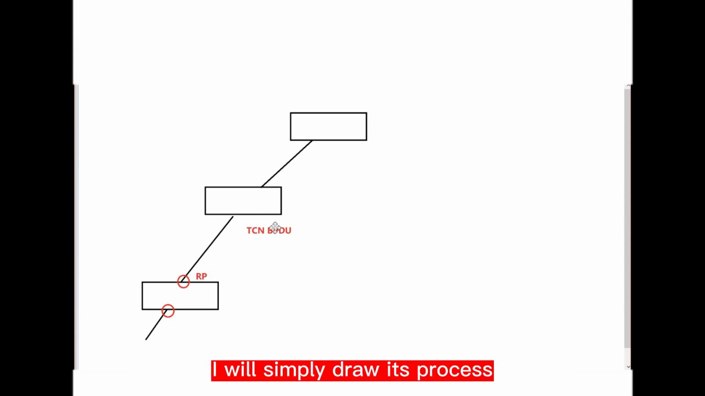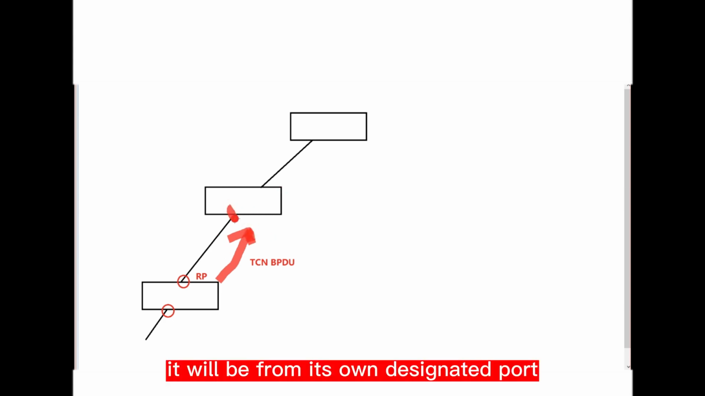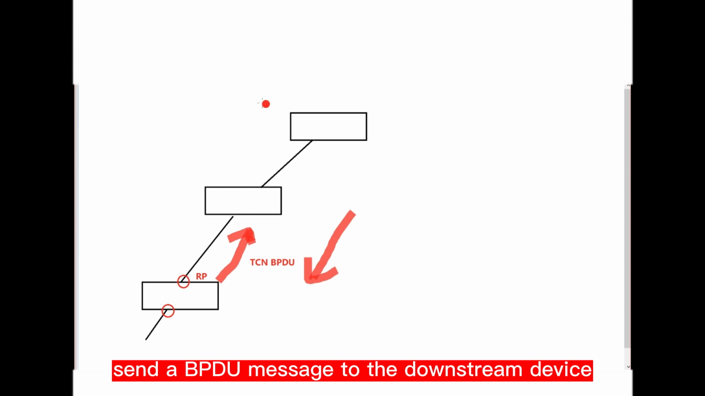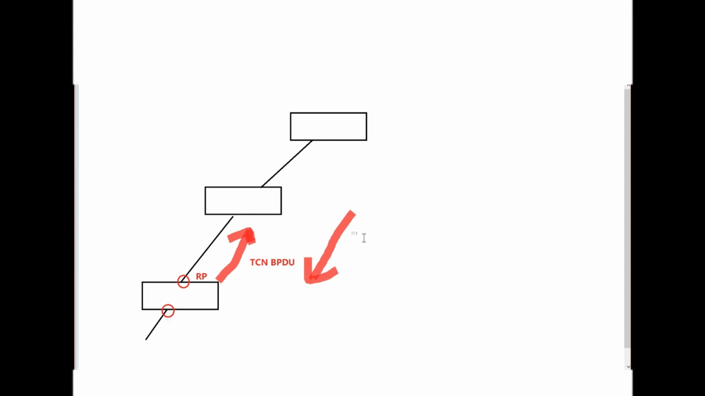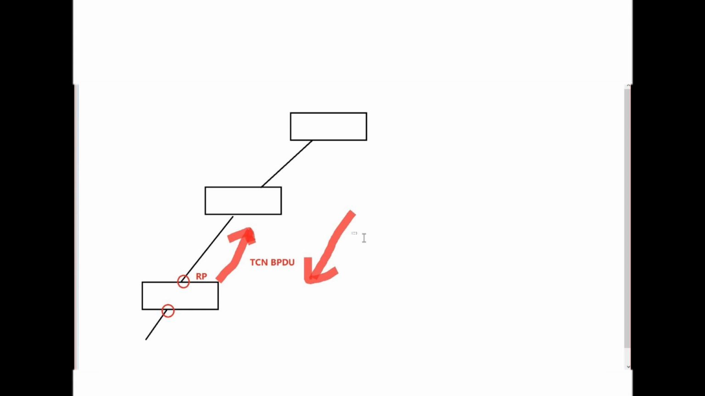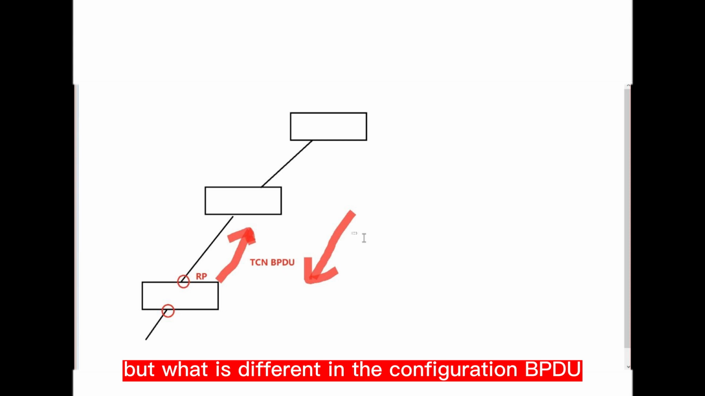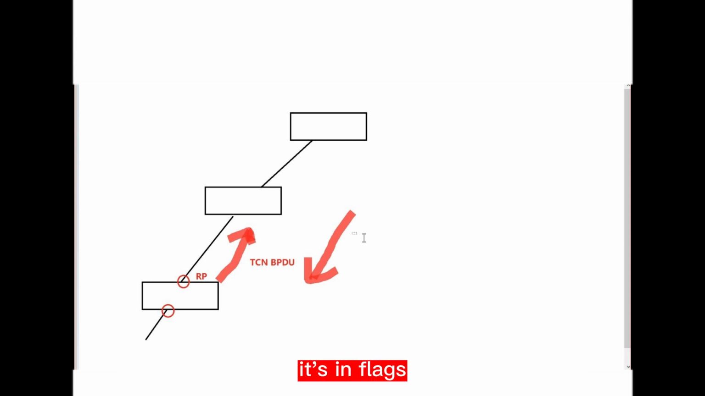I will simply draw its process. When the above device receives it, it will send a BPDU message from its own designated port to the downstream device. Because usually the designated port sends BPDUs out. Usually this is the designated port, and below are the root ports. It sends a configuration BPDU. But what is different in the configuration BPDU? It's in the flags. There is one called TCA.